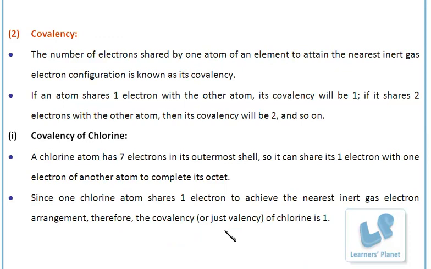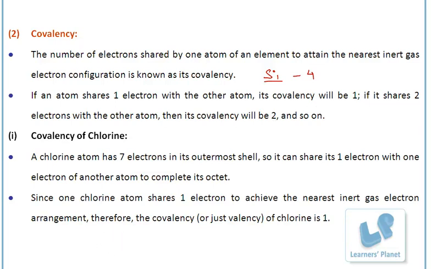Now the another term over here is covalency. So what was the electrovalency? Electrovalency is the number of electrons an atom is gaining or losing in order to attain the nearest noble gas electronic configuration. Then what is the covalency? It is the number of electrons shared by one atom of an element to attain the nearest inert gas configuration. So the number of electrons an element is sharing, as in case of silicon I told you. It is sharing 4 electrons, that is its covalency is 4.